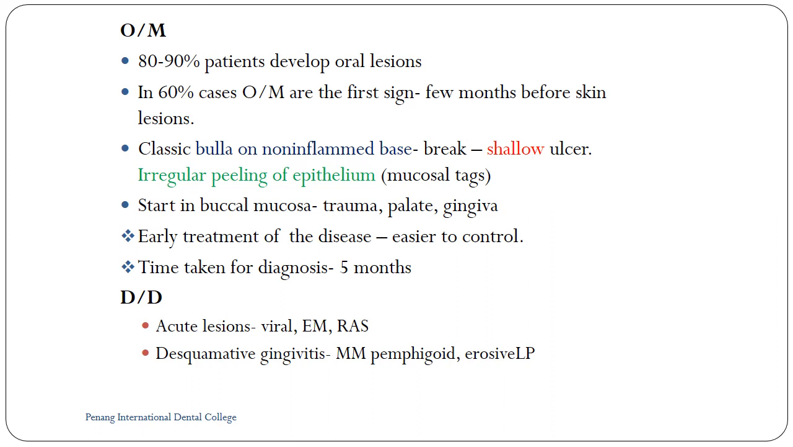Diagnosis is generally carried out on the basis of patient history, clinical examination, clinical appearance, the manifestations in the mucosa, and direct and indirect immunofluorescence. Differential diagnosis can be mucous membrane pemphigoid, erythema multiforme, erosive lichen planus, paraneoplastic pemphigus, and sometimes even drug reactions.